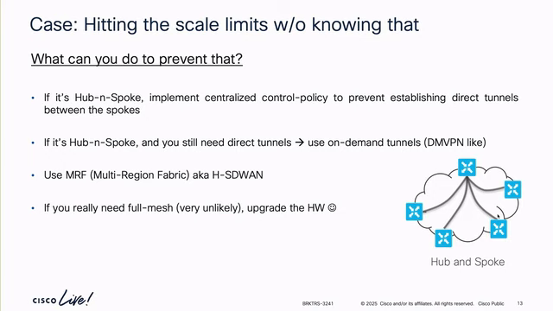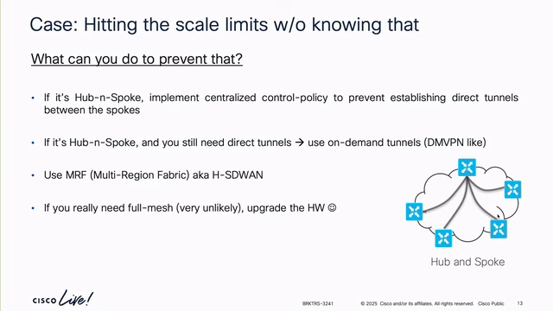Other option is, OK, you can really think, I really need full mesh sometimes, because without full mesh you need to go through the hub device if you need to forward traffic from one spoke to another spoke. And sometimes it's not desirable. So what are the other options?